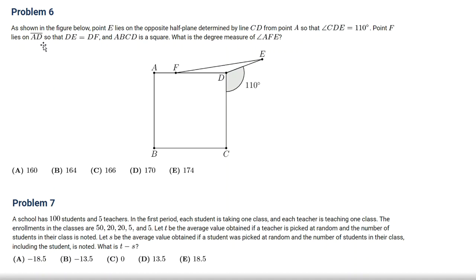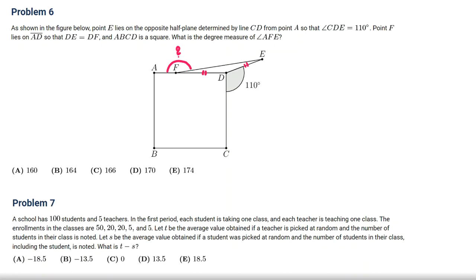Point F lies on AD, this part, so that DE equals DF. So let's draw DE equal to DF. And ABCD is a square. What's the degree measure of angle AFE? So we want to find this part.